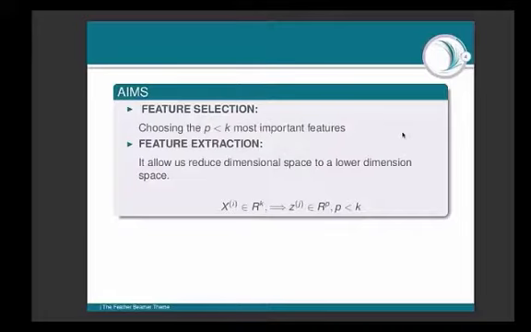The second is called feature extraction. Project the original dimension to a new P less than K dimension. We transform the points from R^K to R^P with P less than K. That is to say, reducing the dimension space to a lower dimension space.